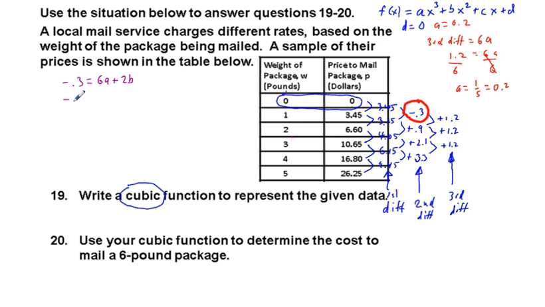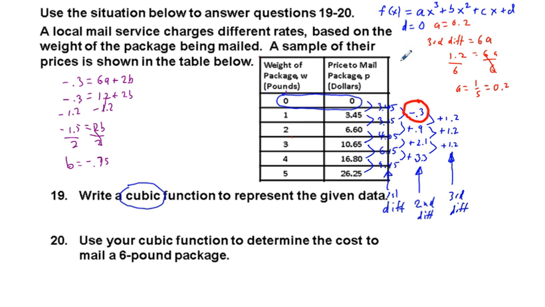And so we bring down negative 0.3, which is our first second difference. And 6A we already calculated to be 1.2. So 1.2 plus 2B. And we subtract 1.2 from both sides. We get negative 1.5 equals 2B. Well, if we divide by 2, we get B is equal to negative 0.75.